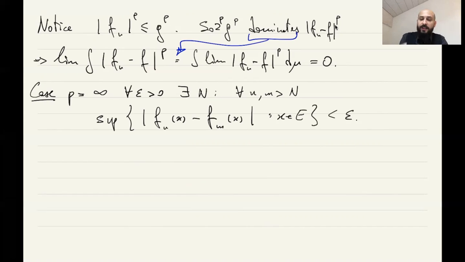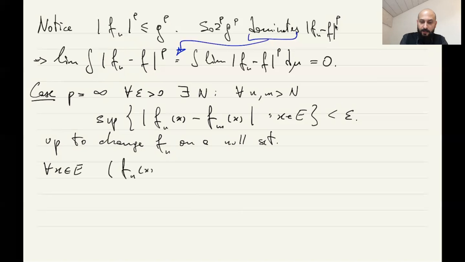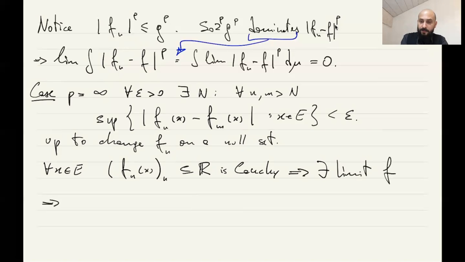And this is true. So we have to take a representative of f, and maybe we have to change f on a null set, where this is a Cauchy sequence. Now, for an x in E, we again get that fn(x) as a sequence in n is Cauchy, and therefore there exists a limit function f. And because of this bound here, we have that f is bounded, and so in L infinity.